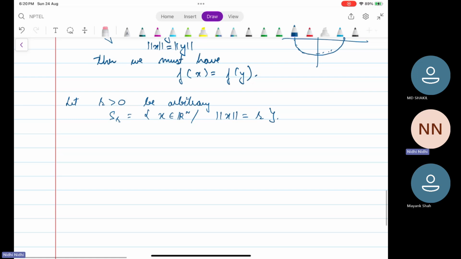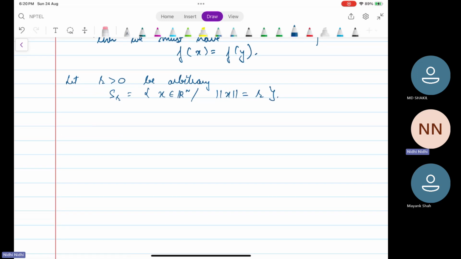Now we consider a path. By path we mean a continuous function. So this can be an arbitrary function. All it needs to be is continuous. Even the domain can be different. Continuous, and the range is S_R.